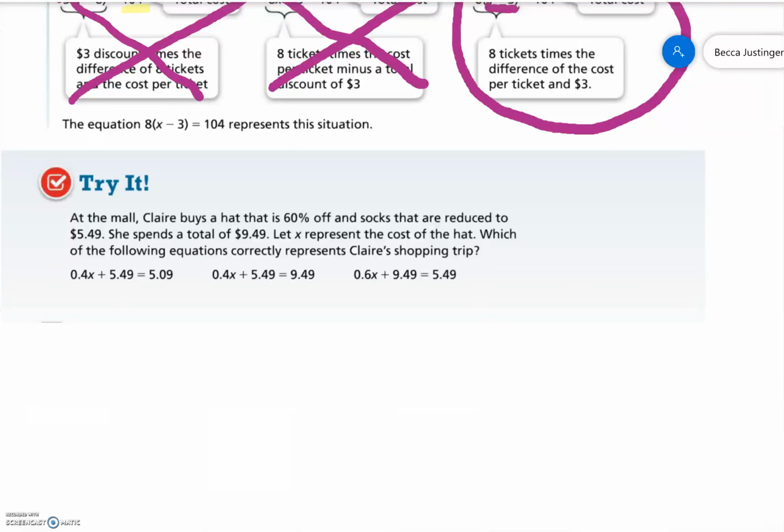At the mall, Claire buys a hat that is 60% off. Remember 60%, we do 60 divided by 100, which gives me 0.6. And socks that are reduced to $5.49. She spends a total of $9.49. Let X represent the cost of the hat. Which of the following equations correctly represents Claire's shopping trip?